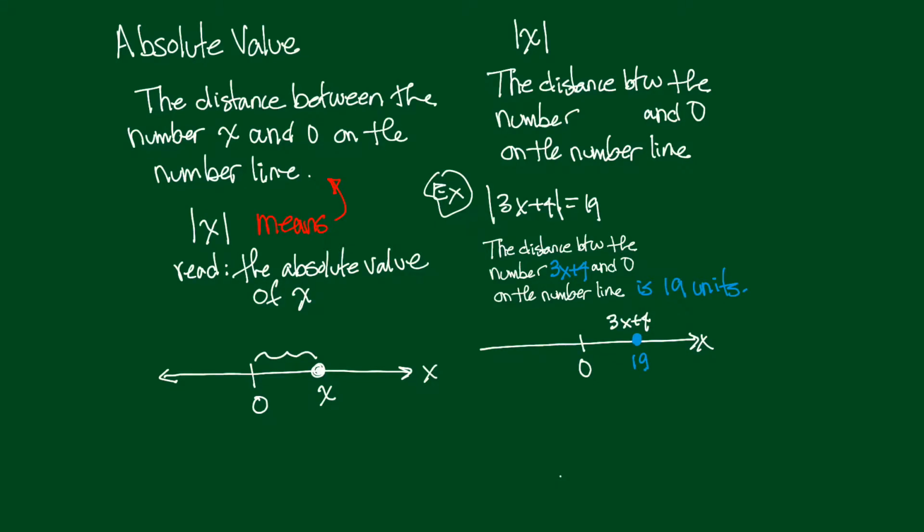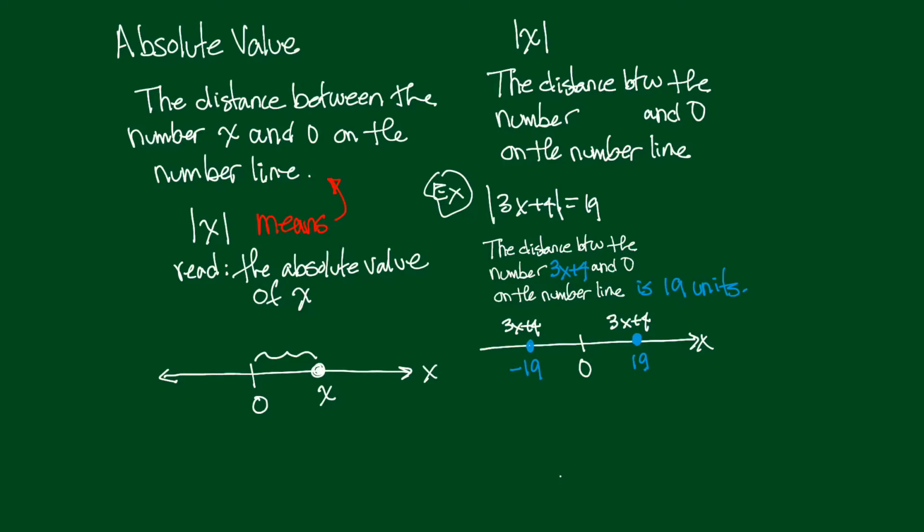But now I could have gone 19 units in the other direction. We could have gone over this way, 19 units. If I drop it down there, where are we? If I go 19 units this way, I'm at the number negative 19 because I'm to the left. And now if I drop that 3x plus 4 here, I'm saying that 3x plus 4 is the same as negative 19, and I'm still 19 units away from 0.